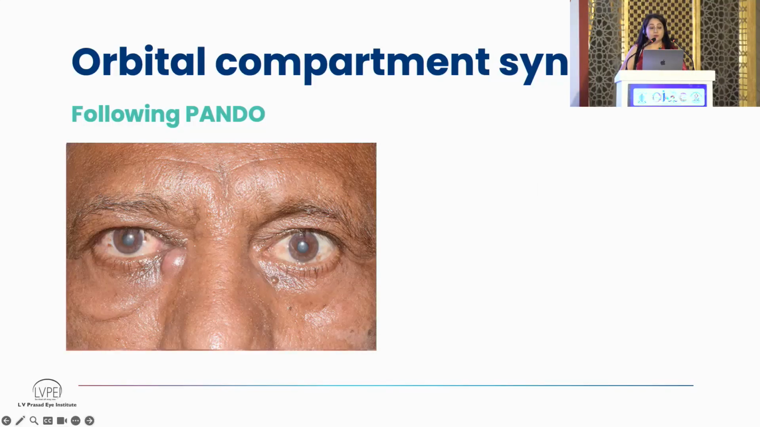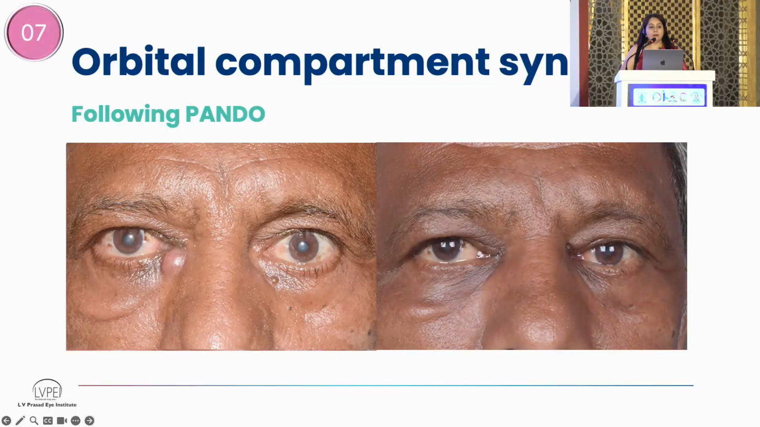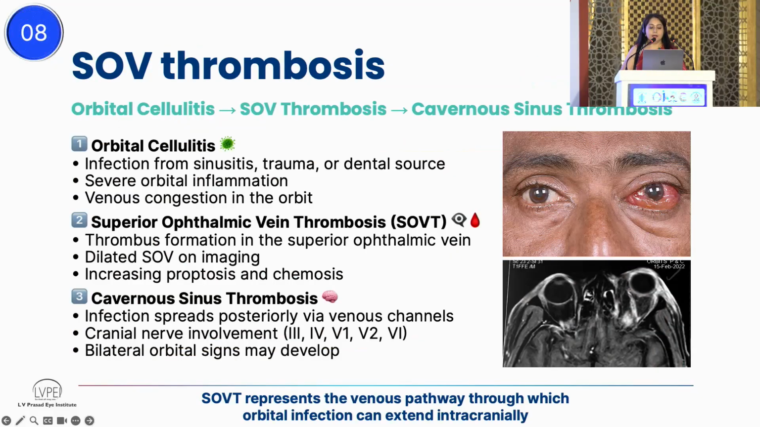And that is what was done in this gentleman, and after the edema resolved, we figured that it was actually a pando that had produced orbital cellulitis with compartment syndrome, and he needed a DCR.